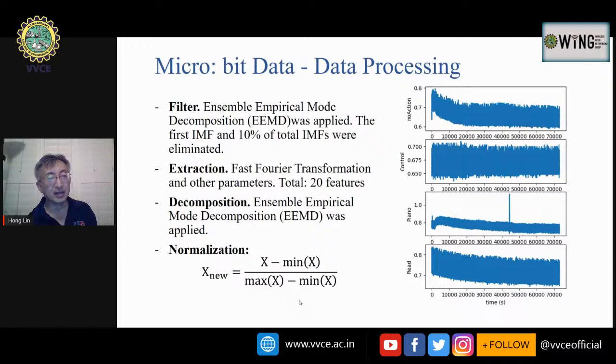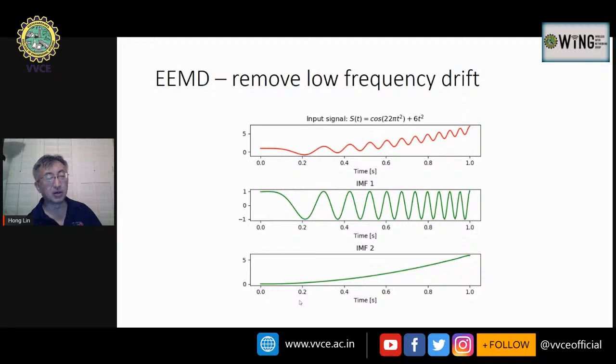This shows what the EEMD, ensemble empirical mode decomposition, is. We use a very simple artificial cosine wave. Using the EEMD, we can decompose the wave into components with different frequencies. The one with the lowest frequency, the one on the bottom, represents the low frequency drift, which is a kind of artifact during the data collection. So we can just drop this low frequency IMF, and then use the remaining ones for the following process.